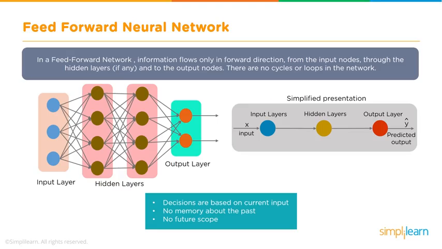So when we talk about a feed-forward neural network. In a feed-forward neural network, information flows only in the forward direction, from the input nodes through the hidden layers, if any, and to the output nodes. There are no cycles or loops in the network. And so you can see here we have our input layer. I was talking about how it just goes straight forward into the hidden layers, so each one of those connects and then connects to the next hidden layer, connects to the output layer. And of course we have a nice simplified version where it has a predicted output, and they refer to the input as X a lot of times and the output as Y. Decisions are based on current input, no memory about the past, no future scope.